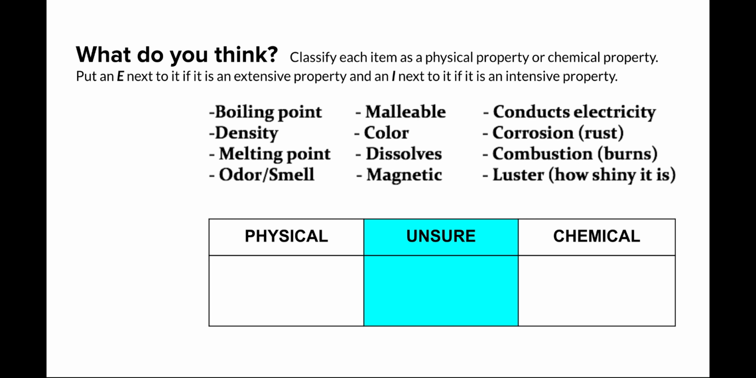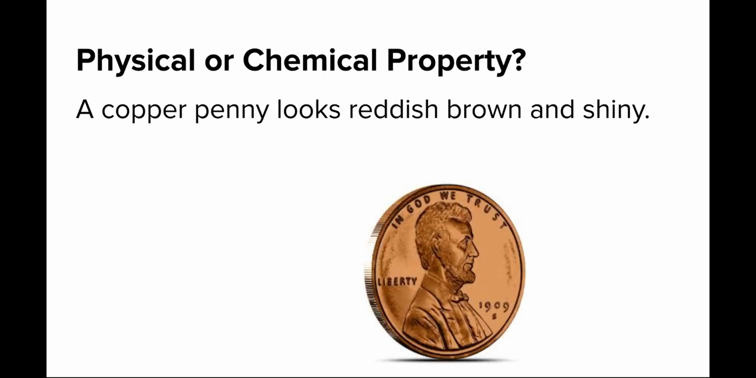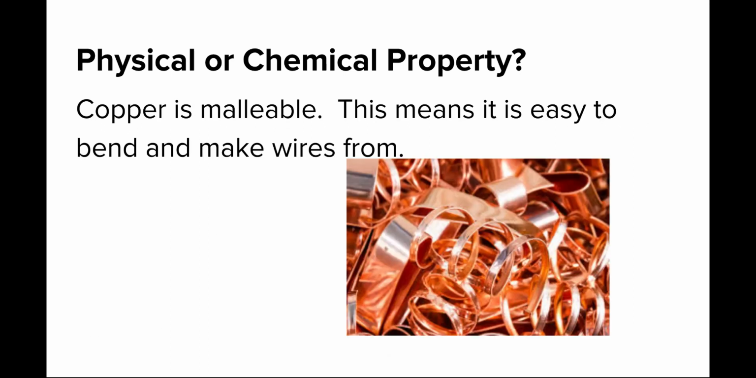All right, so let's practice what you've learned. So pause after each question to see how well you understand the content. A copper penny looks reddish brown and shiny. Is this a physical or chemical property? Pause the video. This is a physical property. You can observe this property without changing the penny into a different substance.